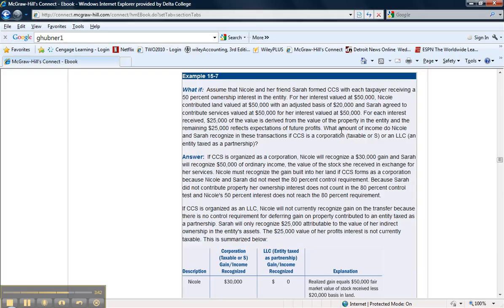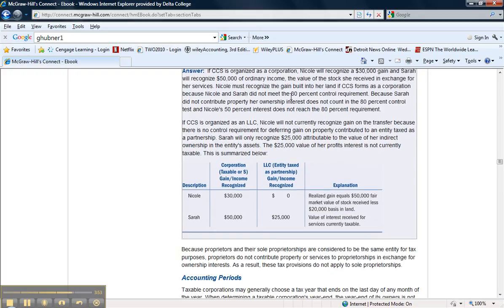So what amount do they each recognize in these transactions if CCS is a corporation or an LLC taxed as a partnership? And you'll see in the summary down here, it's also discussed, but in the summary, if the entity is a corporation, Nicole has to pay tax on $30,000 of income. That's the amount of the gain, 50 value of the property she contributed over the basis of 20. And this is because you'll read up here that she doesn't own 80% or more of the company after it's formed. That's the big key here. With Sarah, she has to pay tax on the entire $50,000 if it's a corporation because she had nothing on day one, and then she's got an interest valued at $50,000.